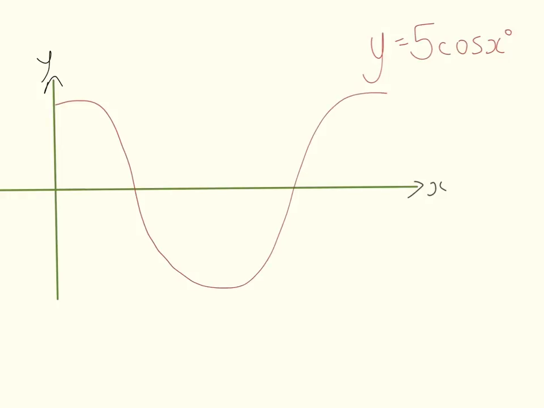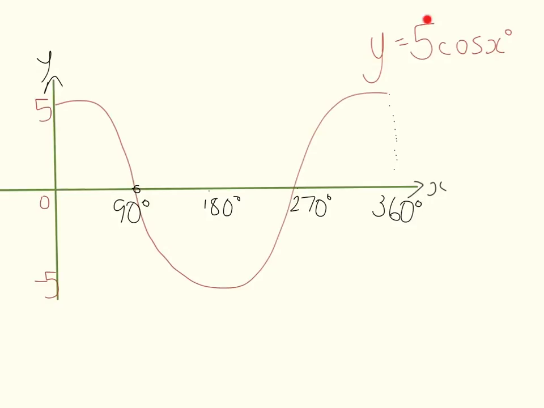Okay, so instead of this point being 1, like it would normally be, this point here would be 5 lots of 1, which is 5. Instead of this point here being -1, it's 5 lots of -1, which is -5. The points on the graph remain the same. This point here would be 90 degrees. This point here is 180 degrees. This point here is 270 degrees. And this point here, if we were to bring it down, is 360 degrees.